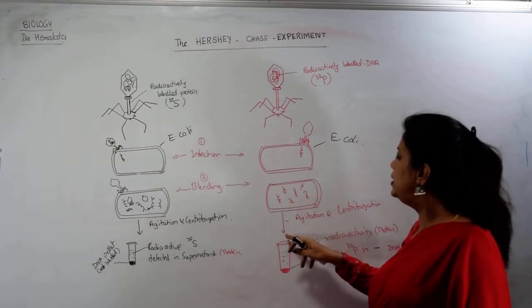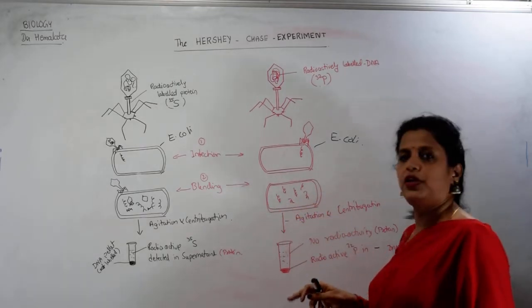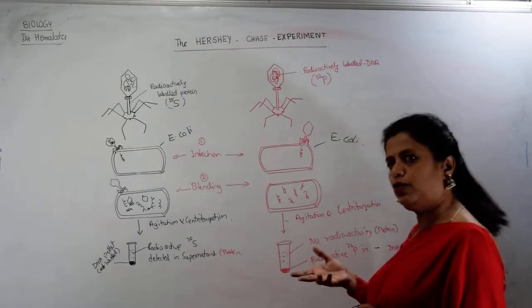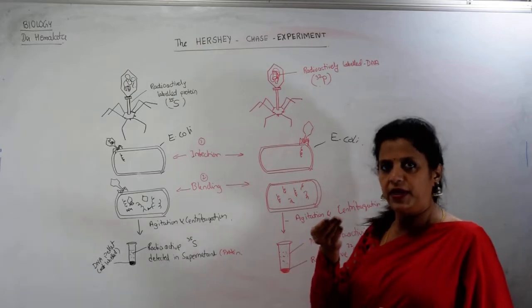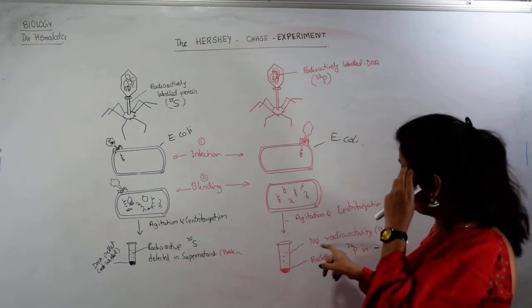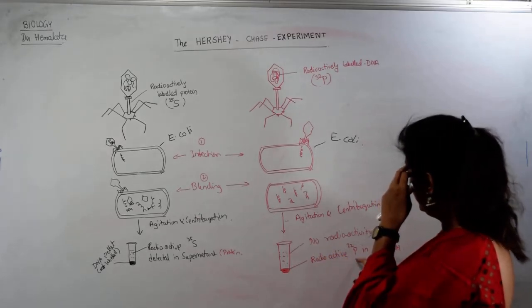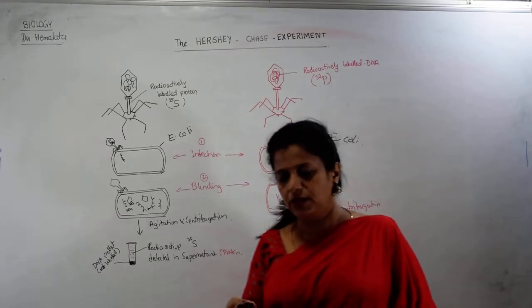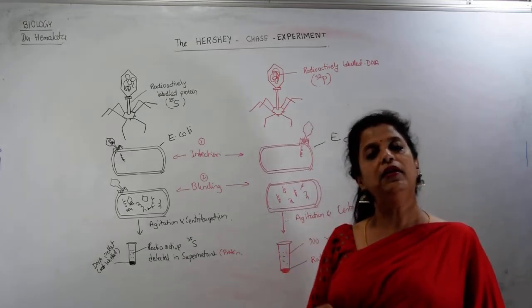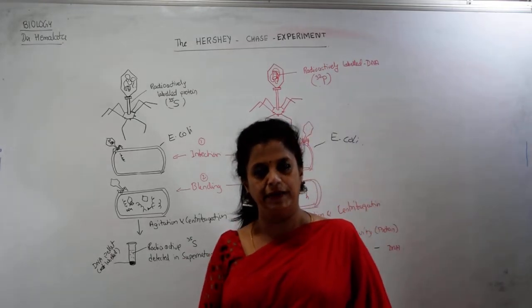And again, when it is blended and centrifugation happens, DNA forms a small pellet at the base, and the supernatant always has protein. The upper supernatant is protein. But the radioactivity was not seen in the protein coat, it was seen in the P32, that is in DNA. Therefore, DNA was detected in the cells of bacteria.